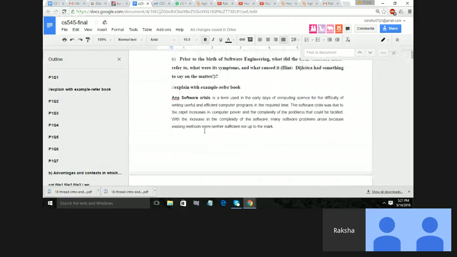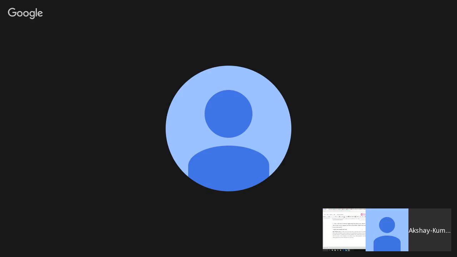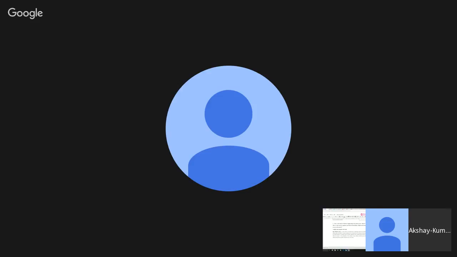And the question is, what is the software crisis, and what were the symptoms when it came into existence? Okay, but here you just make sure that you refer to the software crisis as it was prior to software engineering, right? Yes, I guess so. This is the explanation, prior to software engineering, the term used in the early days of computing science.